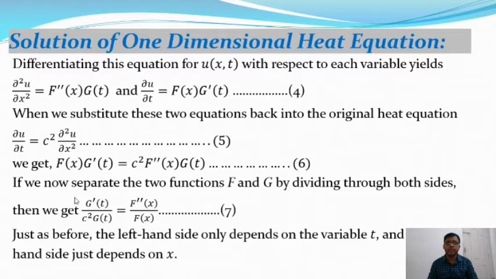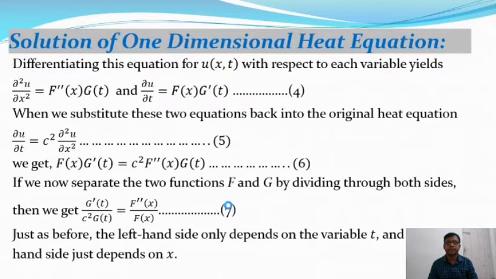Okay, so if we now separate the two functions f and g by dividing through both sides, then we get, so this is a function of t only, and the right hand side is a function of x only. So g dash t by c square into g of t is the left side, and f double dash x by f of x is the right side, and we can write it as equation number 7. So just as before, the left hand side only depends on the variable t, and the right hand side just depends on the variable x.